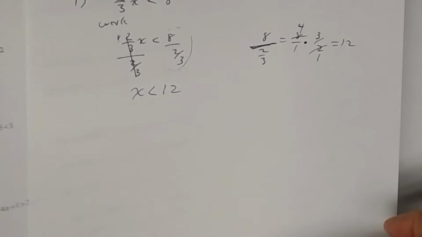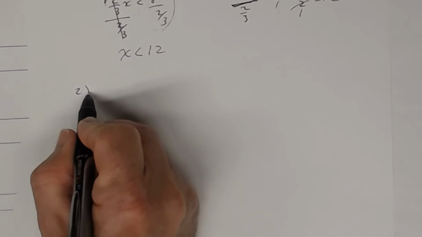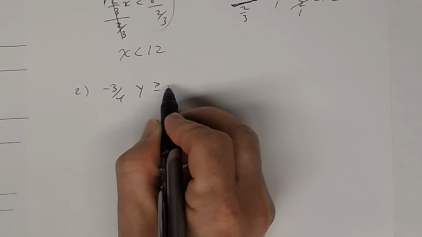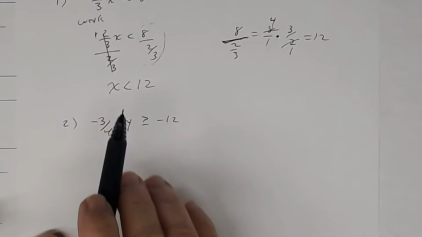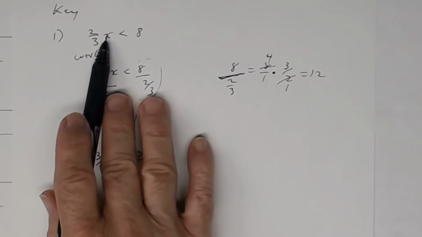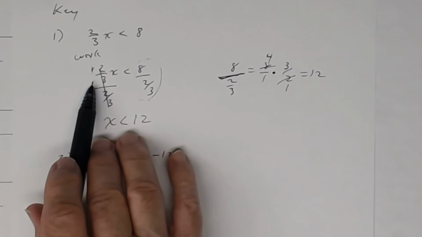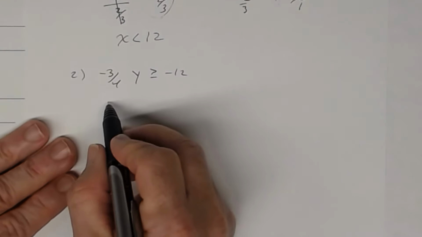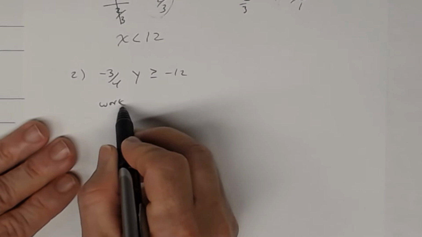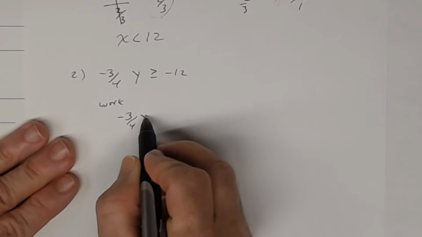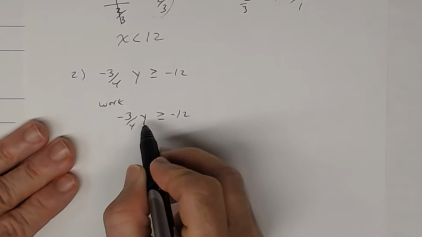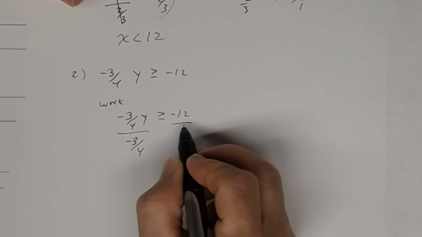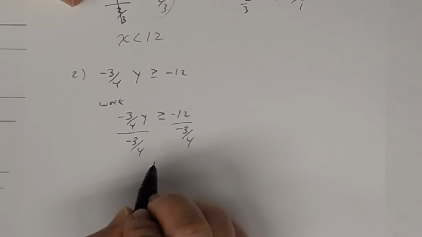So let me go ahead and rewrite this over. So here's number 2. You have negative 3/4 y is greater than or equal to negative 12. So the same idea as before. To get x by itself there, I had to divide both sides by 2/3, by that coefficient. Do the same thing here. So here's your work. I'm going to go ahead and rewrite this over. And so to get y by itself, you can divide both sides by negative 3/4. But here's what you've got to remember.